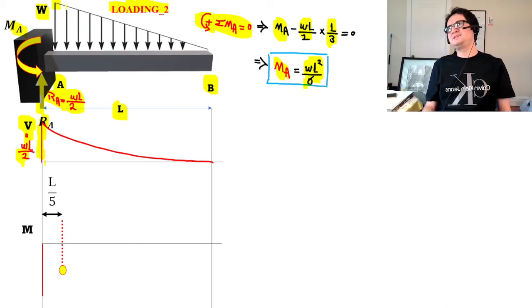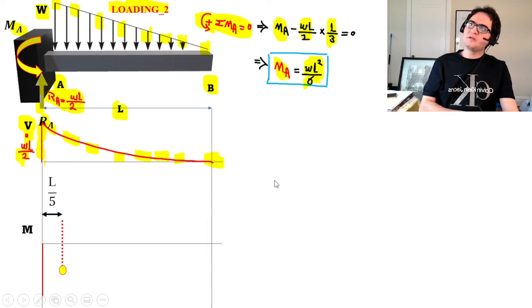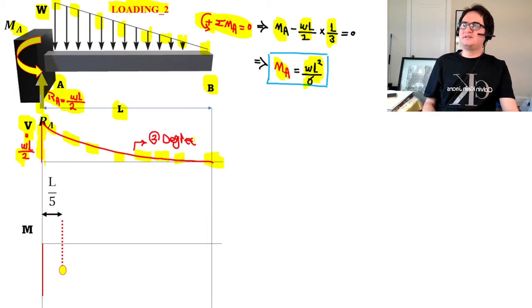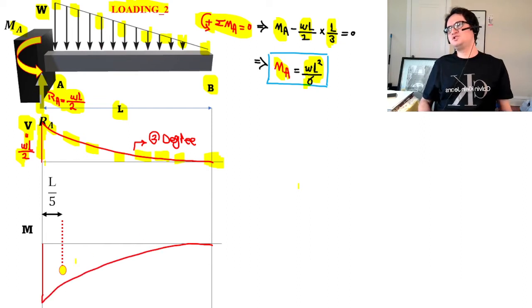As you can see, the numeric value of load is decreasing to reach 0 at the last. The slope of shear is reducing, and eventually goes to 0 at free end B. And this is second degree. And the moment also goes likewise as a third degree, and we already know what MA is.